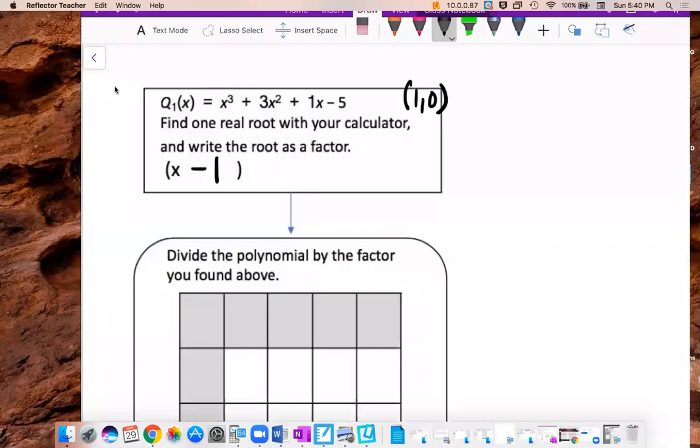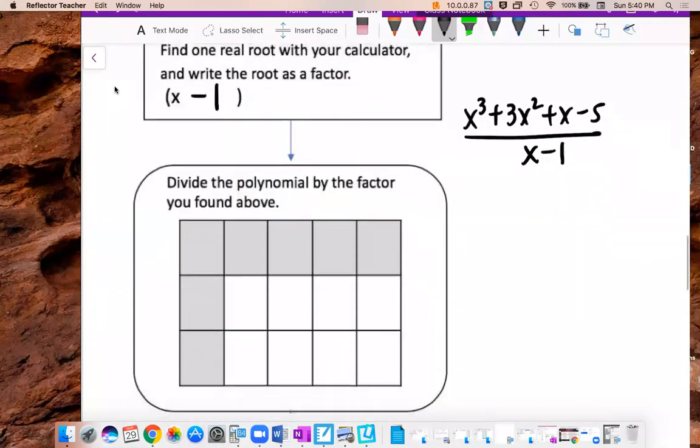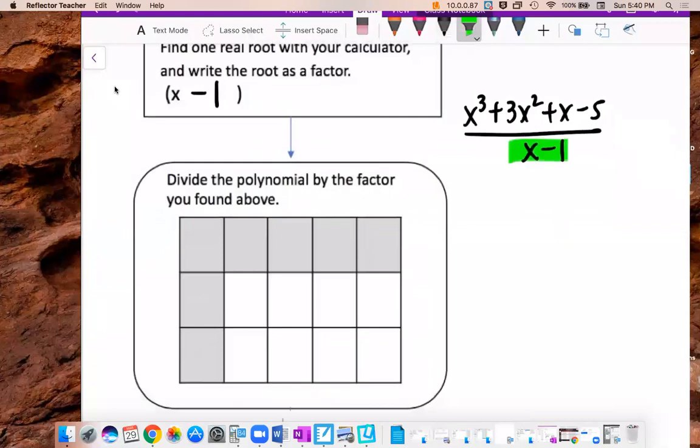So what I'm doing next is taking this x cubed plus 3x squared plus x minus 5, and dividing by x minus 1. So this x minus 1 goes over here. My highest degree, this x cubed, goes in the box right next to x. And then I just start solving.